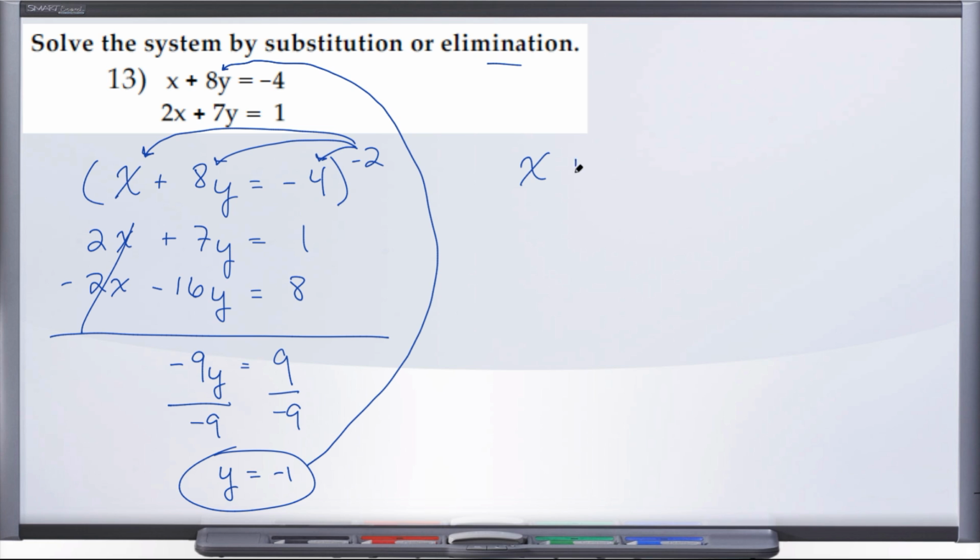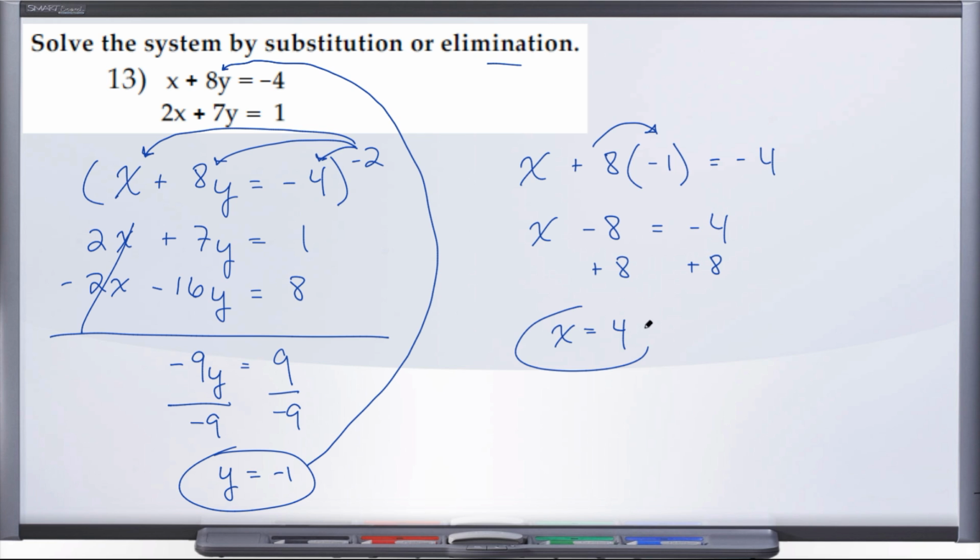So x plus 8, and now we're going to take out that y, put in a negative 1, equals negative 4. So x, and now let's distribute this positive 8 through. So positive 8 times negative 1 will give us negative 8 equals negative 4. And finally here we'll add 8 to both sides to solve for x. So x equals, well, negative 4 plus 8 gives us a positive 4. And now we've solved for both x and y, and we're going to write our solution as an ordered pair just like before.